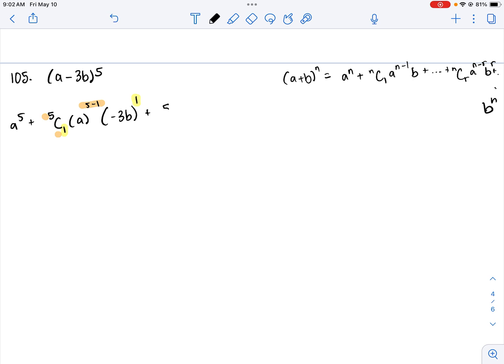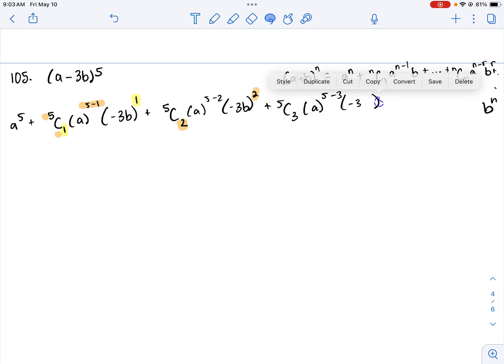Next term is going to be 5 choose 2, because it's the third term. A to the 5 minus 2, and negative 3b squared. This matches this. Next term is 5 choose 3, 5 minus 3, negative 3, oops, gotta move that parentheses over, negative 3b to the 3rd.